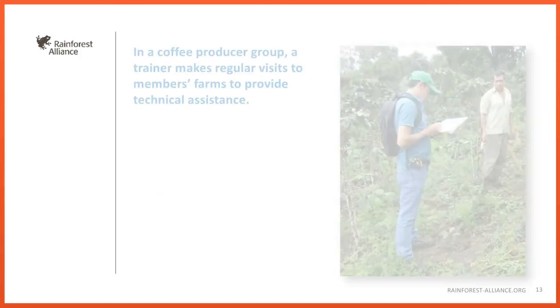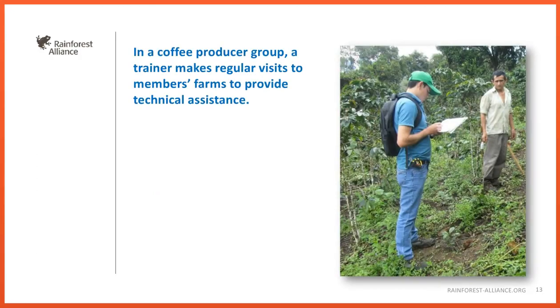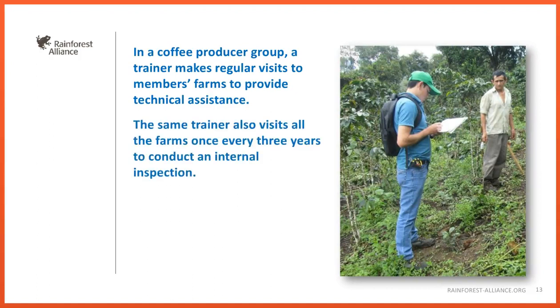Let's go for the next quiz. In a coffee producer group, a trainer makes regular visits to members' farms to provide technical assistance. The same trainer also visits all the farms once every 3 years to conduct an internal inspection. Does this group comply with the related criterion?